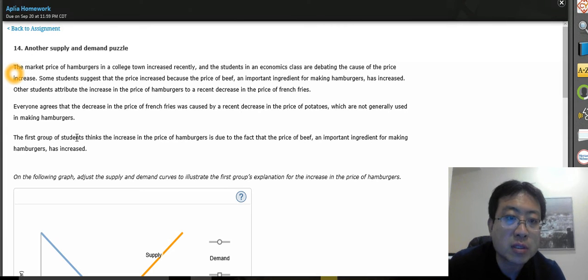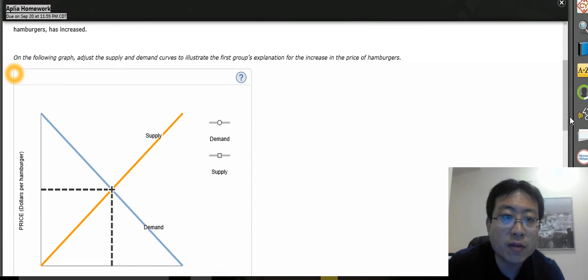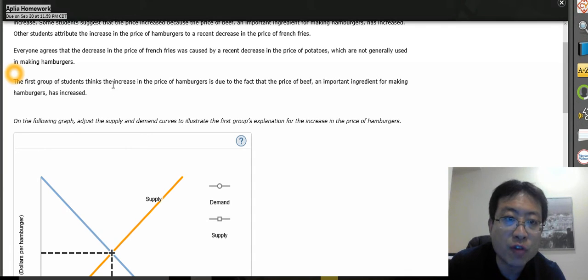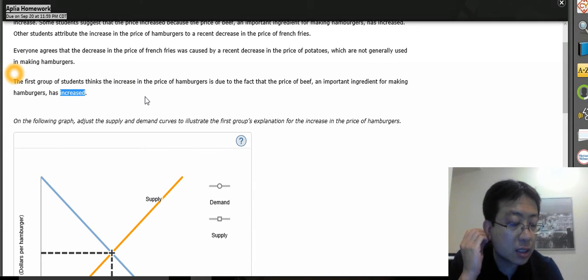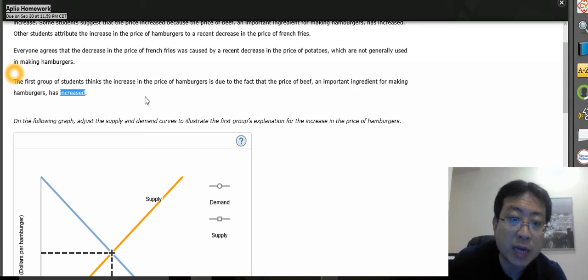The first group of students thinks the increase in price of hamburgers is due to the fact that the price of beef, an important ingredient making hamburger, has increased. So beef price goes up, supply for hamburger goes down, and then the price increases. So on the first graph, adjust the supply-demand curve to illustrate the first group's explanation. The first group says the price for hamburger increased because the beef price has increased. Now, beef price is price of input. That's on the supply curve.